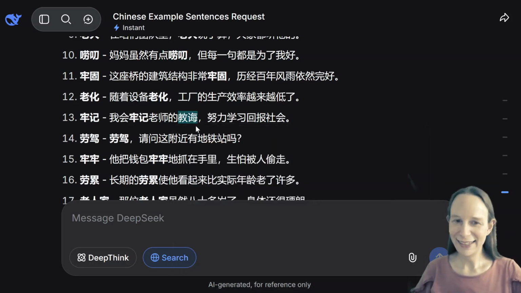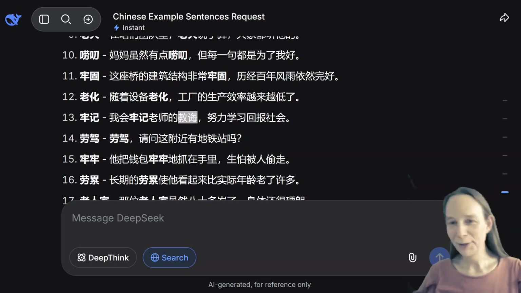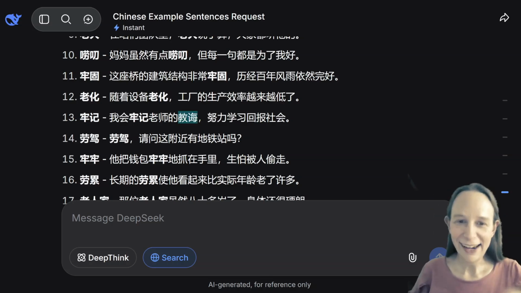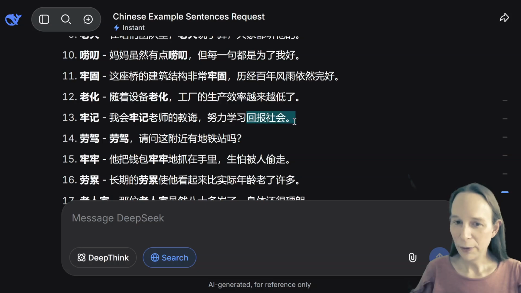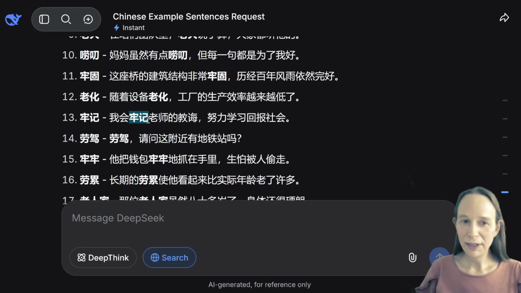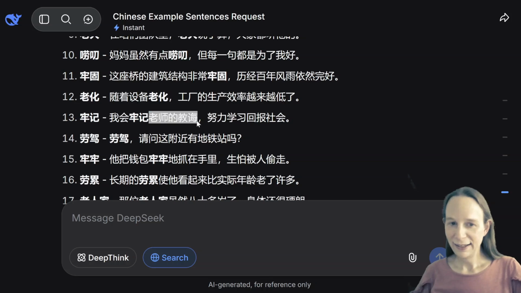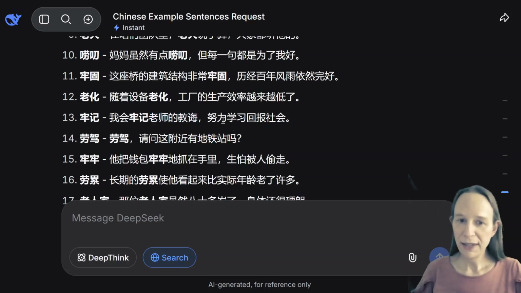I don't think it's just like, the square of the hypotenuse is equal to the sum of the square of the other two sides. I don't think it's like that. Okay. 我们牢记老师的教诲，努力学习，回报社会. All right. So I will firmly remember my teacher's admonishment to study hard and repay society.